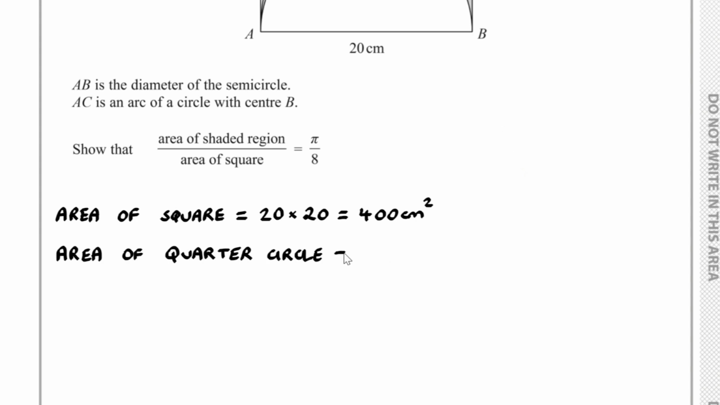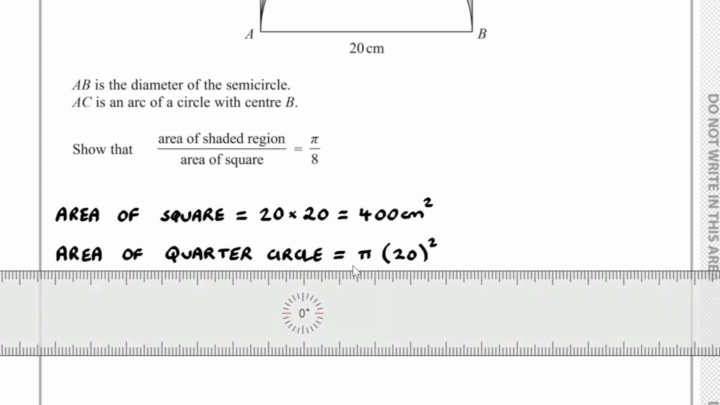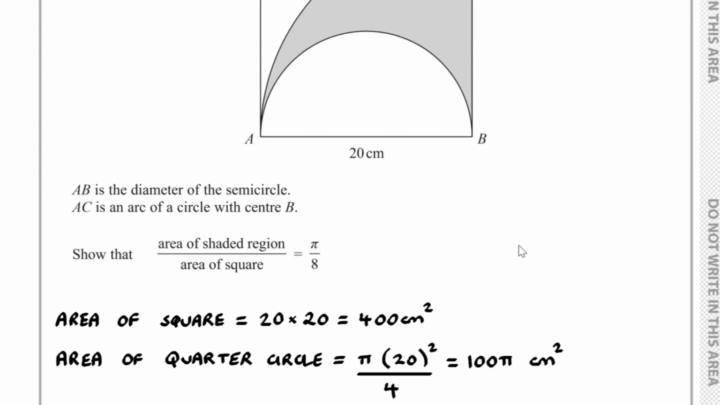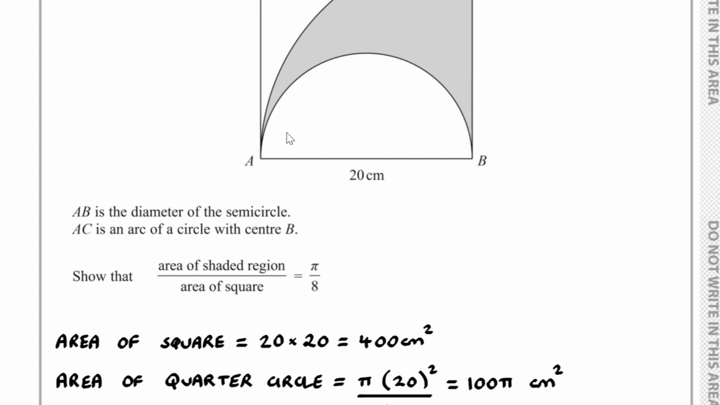We can now find out the area of this quarter circle. Well, we've got pi times the radius. Now the radius will be 20 squared, but then we have to divide this by 4 because we've got a quarter of a circle. So 400 over 4 is 100, and then times by the pi, the area of the quarter circle is 100 pi centimeters squared.